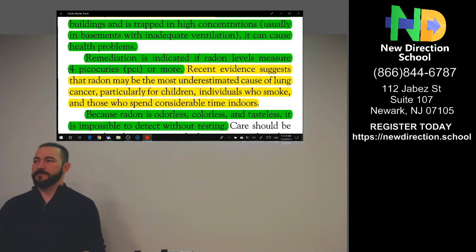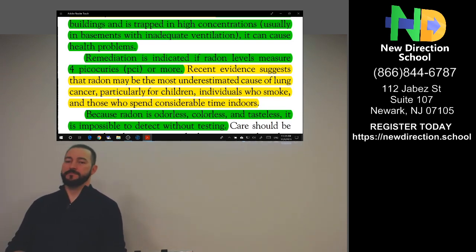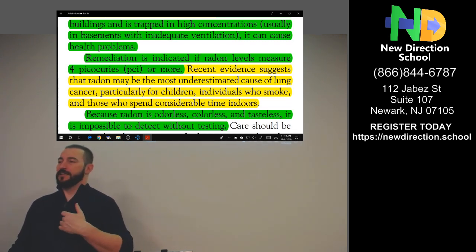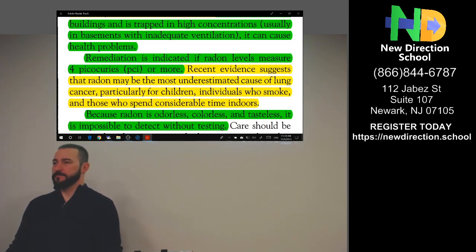Radon is flammable? I'm sorry? Radon is highly flammable? So that's not the issue here? No. The issue here is it is a gas, and in high concentrations it makes it difficult to breathe. Okay, I'm just letting you know. So it's the breathing portion.